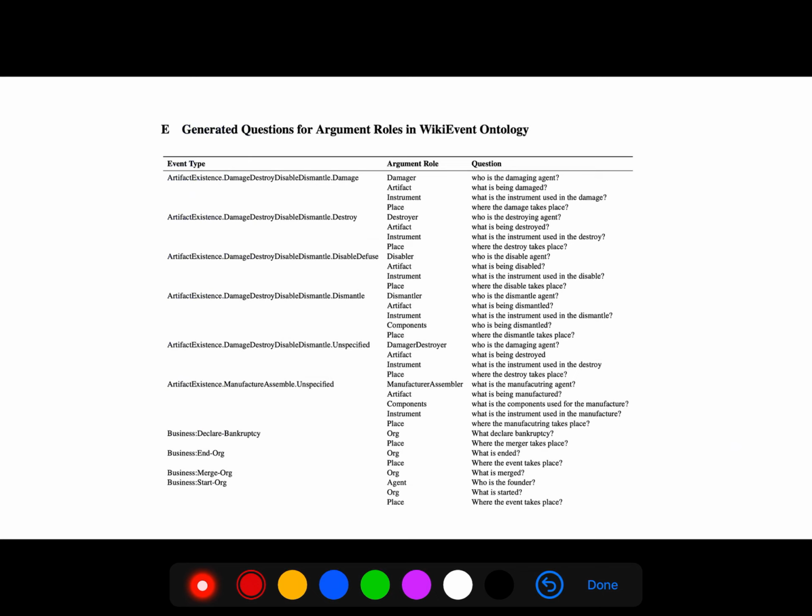So these are generated questions for argument roles in the WikiEvents ontology. For example, if you have this complex event type, then you have these argument roles and these questions. What is being dismantled? Who is being dismantled? What is the instrument used in the dismantling? So you can generate these questions.